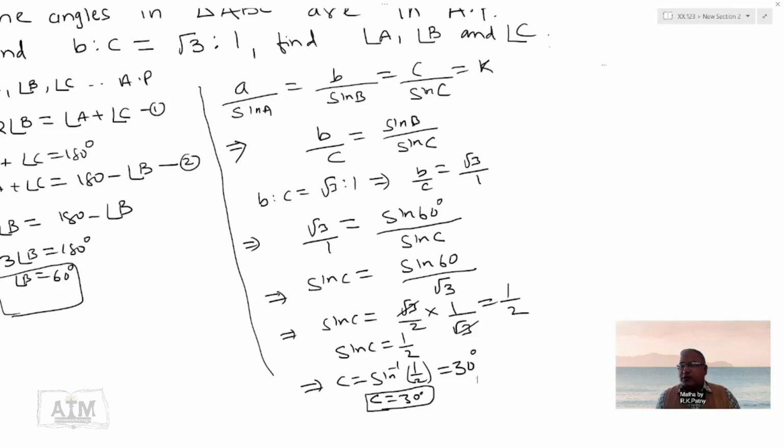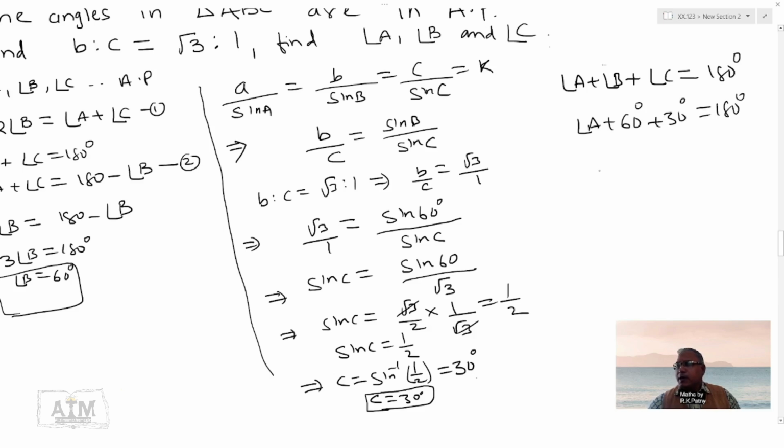Now what is left? Angle A is left. How to find angle A? We know that angle A plus angle B plus angle C equals 180 degrees. Angle B value is 60 degrees, so put it here, and angle C value is 30 degrees, put it here, equals 180 degrees. So angle A equals 180 minus 90. Therefore angle A equals 90 degrees.